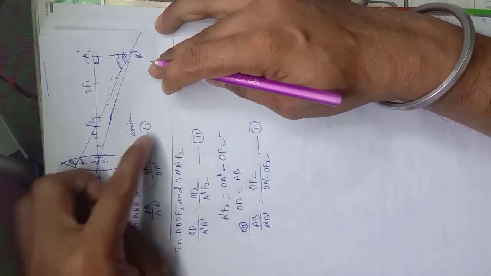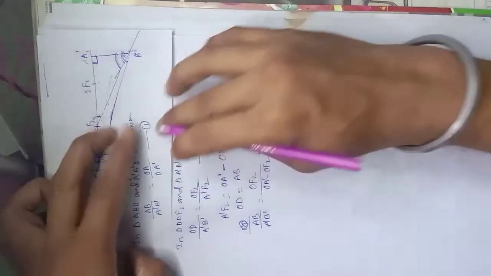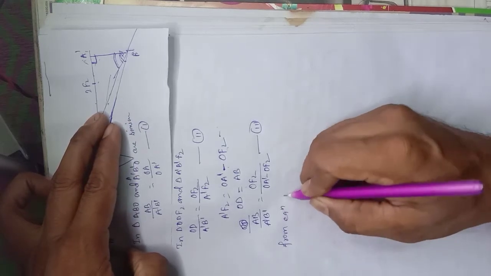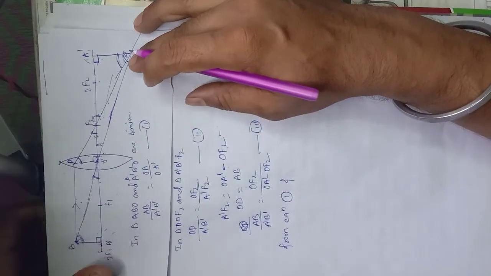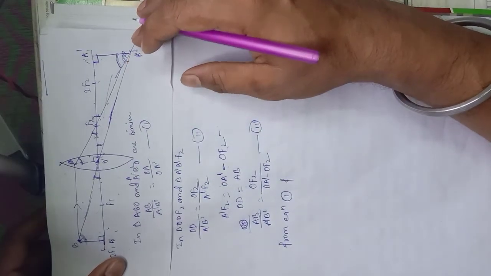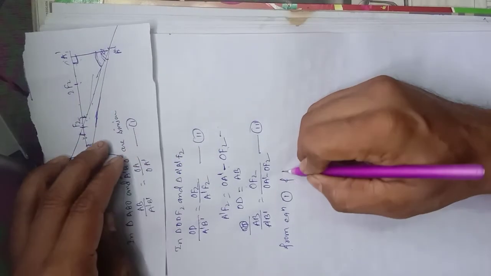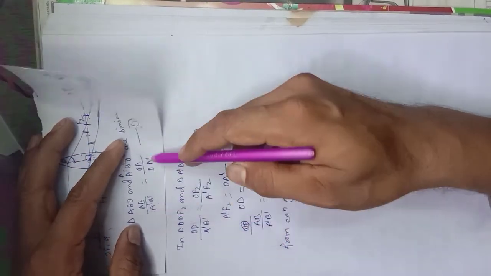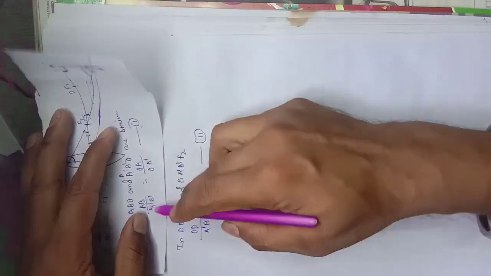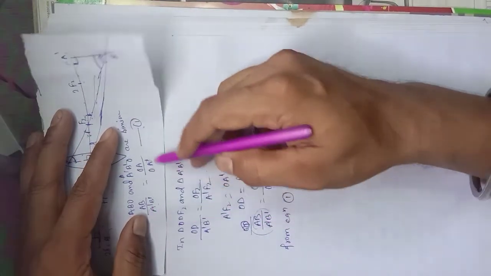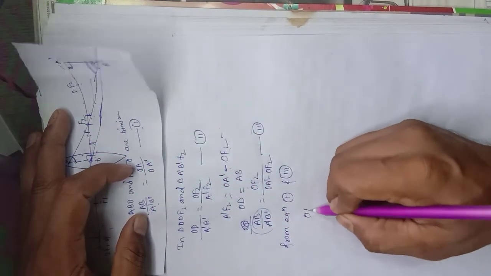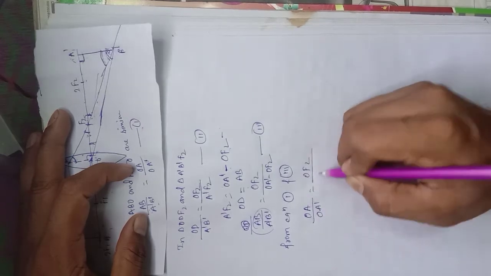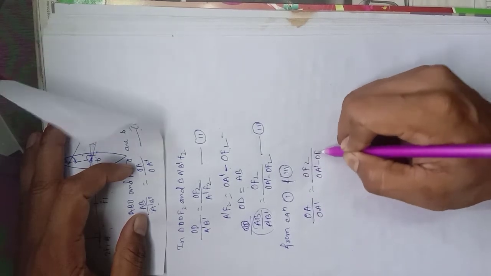Now we compare equation 1 and equation 3. The left sides are the same, so automatically the right sides are also the same. So you can write OA over OA dash equals OF2 over OA dash minus OF2.